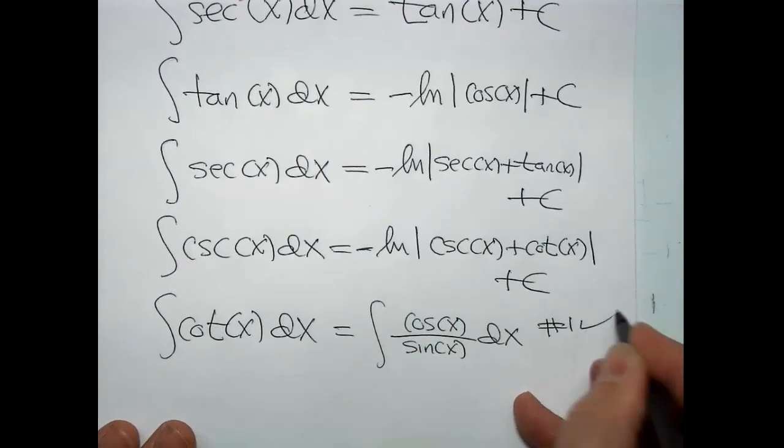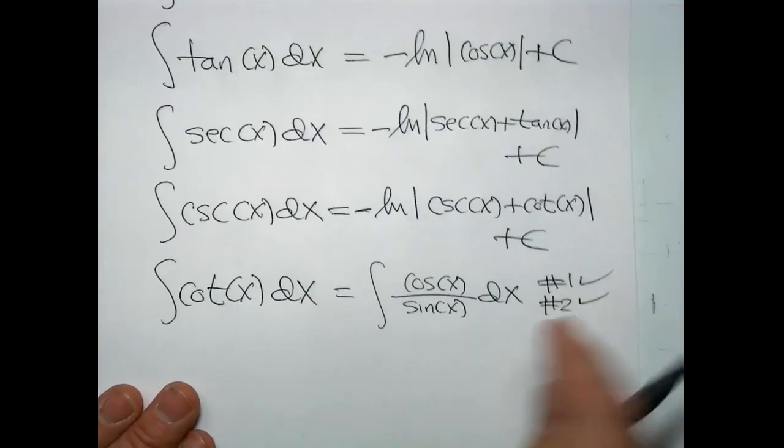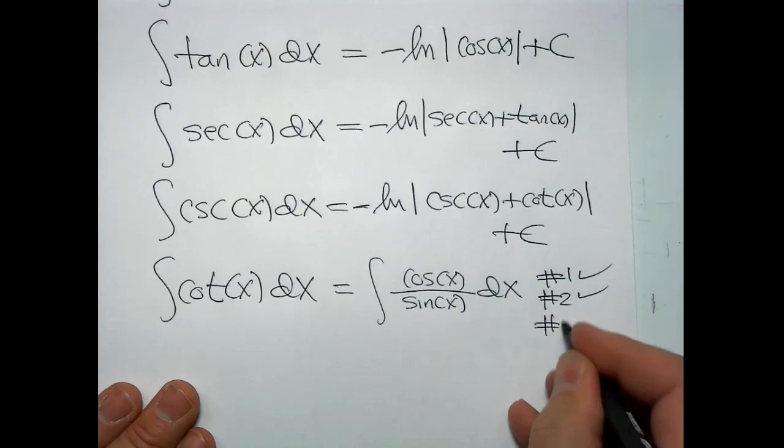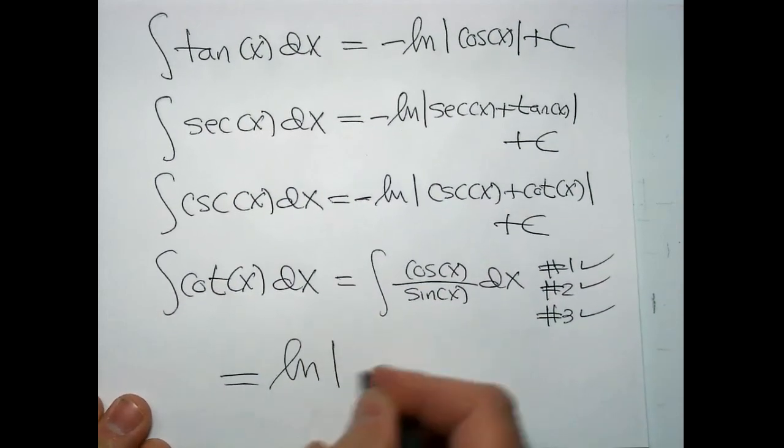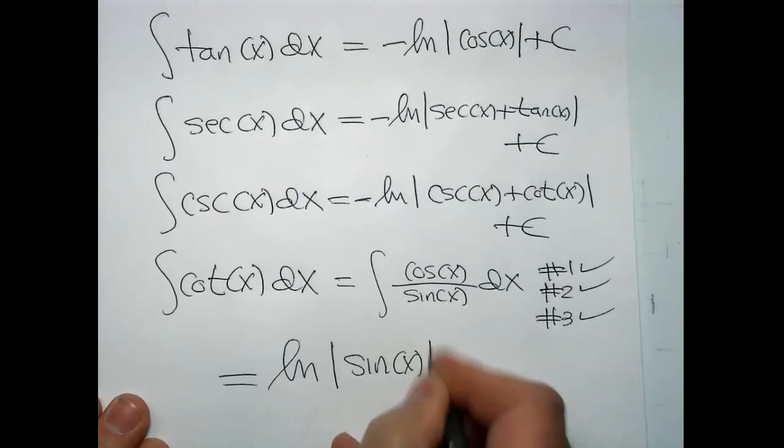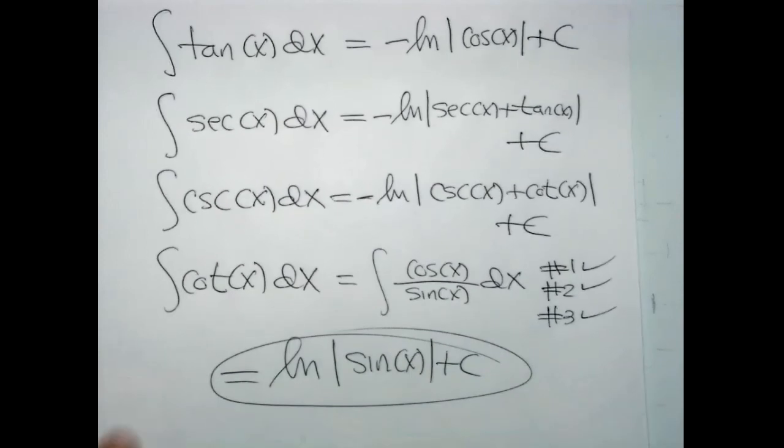Number 1, check. Number 2, denominator to the 1 power. Yes. Number 3, it's perfect. Derivative of sine is cosine. Jump directly to the answer, the natural log of the denominator. Don't forget the payoff, please. So that's the antiderivative of cotangent.